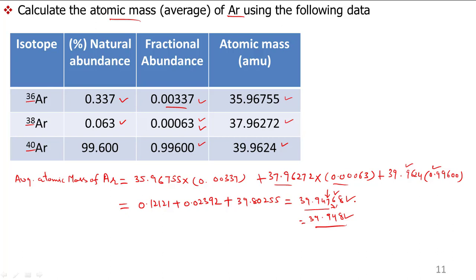So these were some examples by which we learned how average mass is calculated, and one thing to remember is that average mass is calculated by taking the average of the masses of all the isotopes which are possible for that element. Now let us discuss molecular mass.